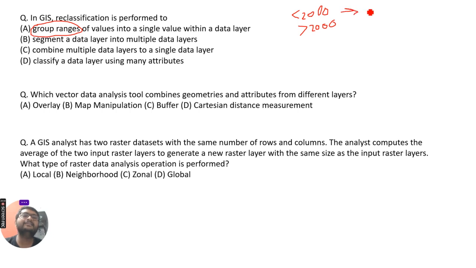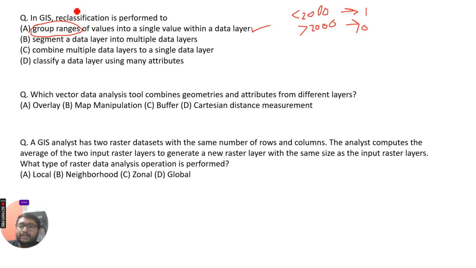So less than 2001, greater than 2000, let's say it will become like this. So this option is correct. Now we will think about the other three, because that's what the reclassify tool does. Segment a data layer into multiple data layers. Here, I mean it would make automatic segments, a data layer into multiple data layers.